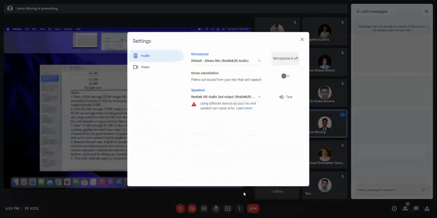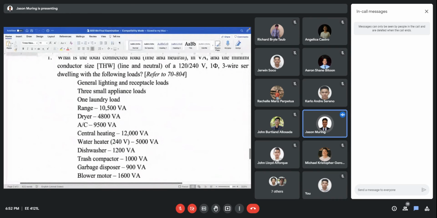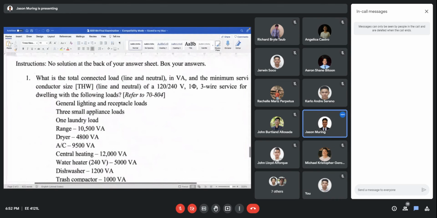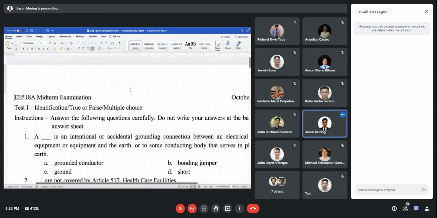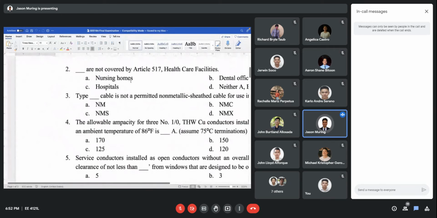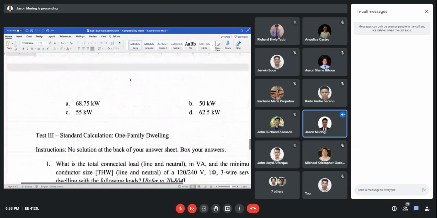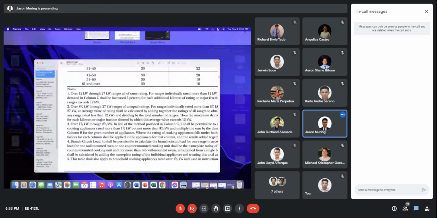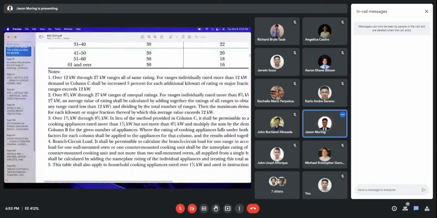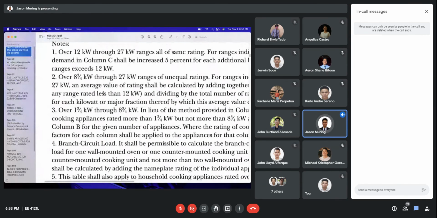Okay, next time we'll answer this one. I'll try to find these conductor sizes and current requirements. This is actually my midterm exam from, I think, 2018. Let's just end at 7 p.m. So let's try to apply these other notes.